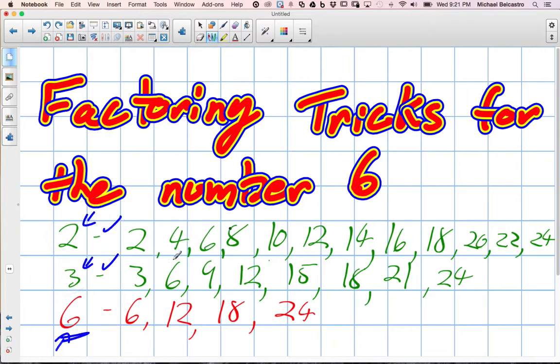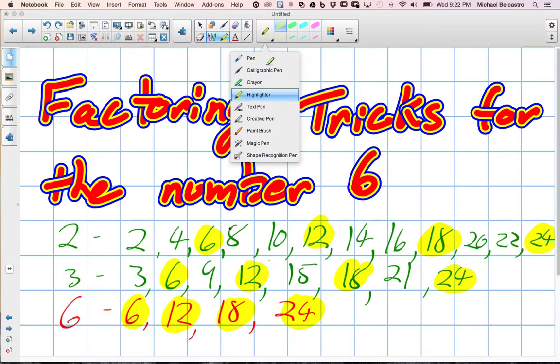And the reason I want to show you is we're going to write out our multiples of 6 here. We're going to see how they're common in 2 and 3. So 6 occurs in both 2 and 3. 12 occurs in both 2 and 3. 18 occurs in both 2 and 3. And 24 occurs in both 2 and 3. So they all occur, as you can see through the multiples.